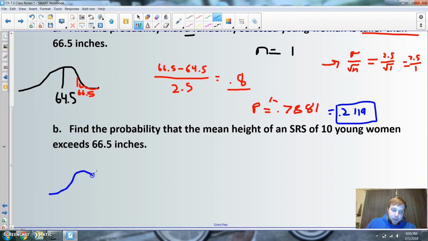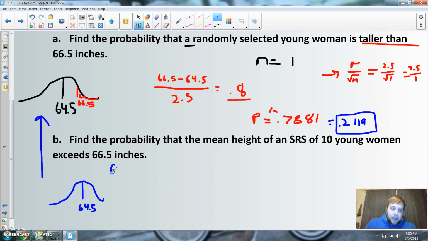So once again, I've got a normal curve centered at 64.5, but this one's going to be skinnier than this, right? Because I'm dealing with 10 women. So what would be the standard deviation for all of our samples? Well, it would be 2.5 divided by the square root of 10. So this curve is not going to have a standard deviation of 2.5. It's going to be 2.5 divided by square root of 10. This standard deviation is 0.7906. So it's a lot smaller standard deviation than the one up here, and that's because it's harder to get away from the center when you have 10 women as opposed to 1.